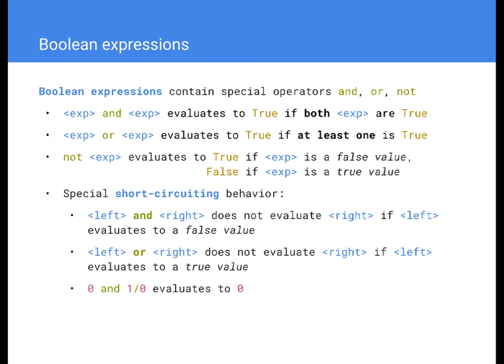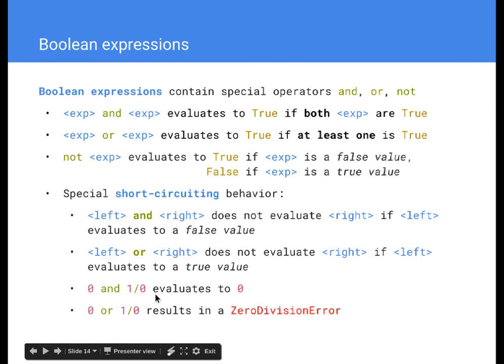So as an example, I can say 0 and 1 divided by 0. Alert, alert, alert, right? 1 divided by 0 is a zero division error. So if I actually evaluated this, my Python interpreter would get really, really mad at me. But because of the short-circuiting rule, which says 0 here is a false value, it won't go here. It won't try to figure that out.